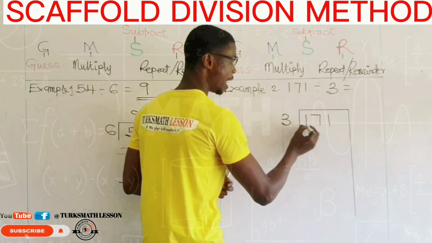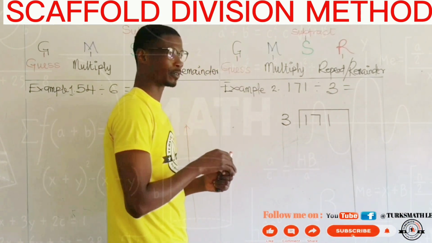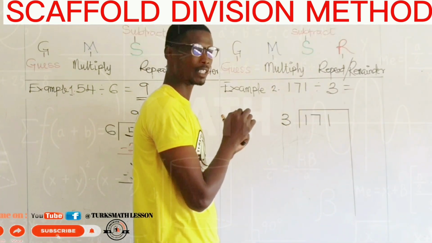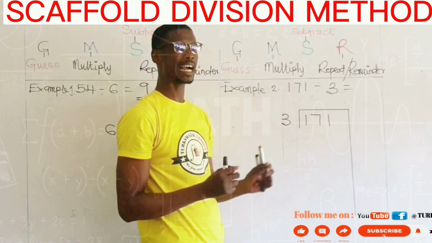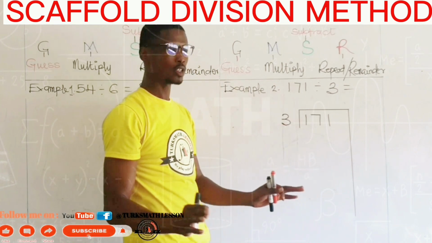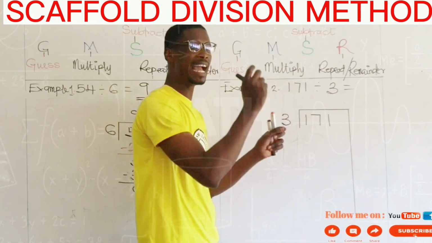Outside. Now, how many tickets do you have inside? 3. We have 3 tickets. Now, pay attention here. We are dividing a 3-digit number. Using the scaffold division method, you can guess 2 digits to make the work very simple. So here, I'm going to guess 2 digits. Now, the digits should end with what?